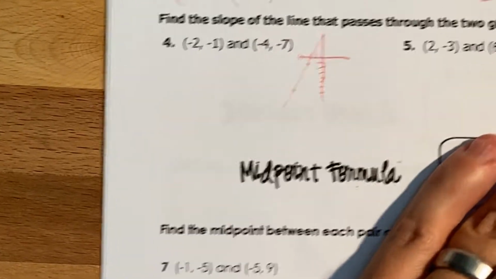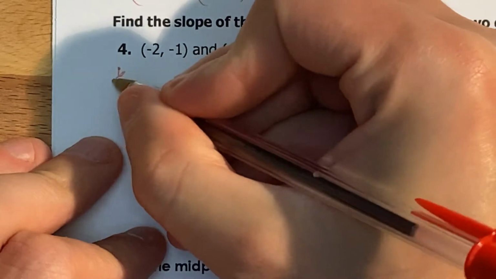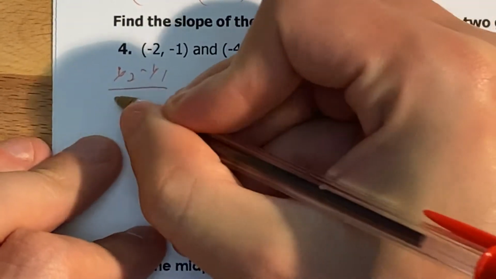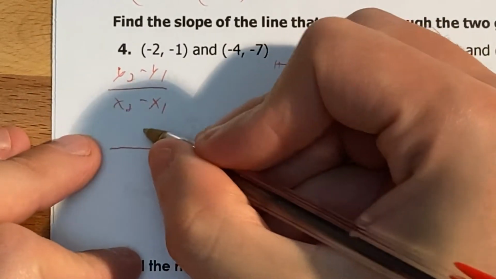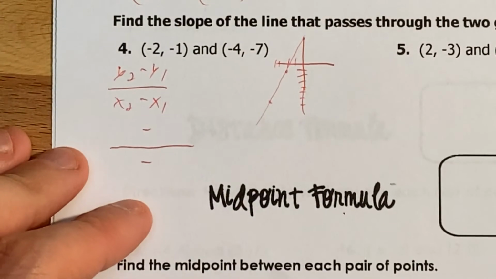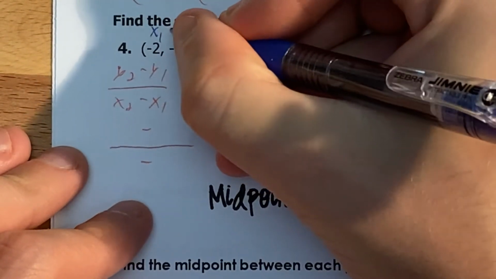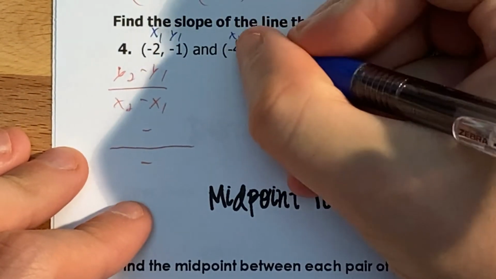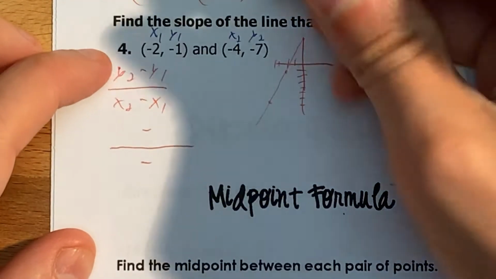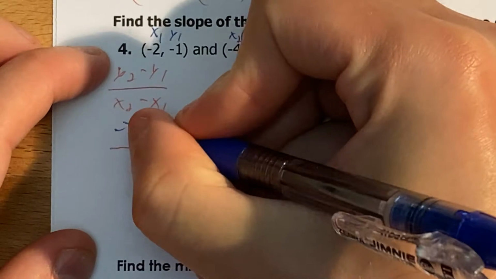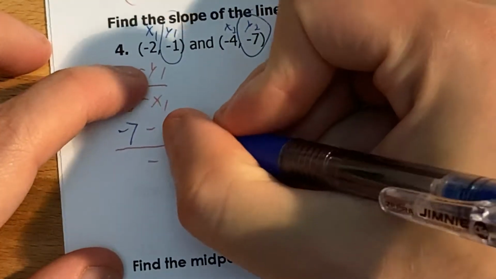For the next one, using the actual slope formula, y2 minus y1 over x2 minus x1, it's going to be a fraction with minus signs in it. And we're going to have, this is x1, y1, x2, y2. So y2 is -7, and y1 is -1.